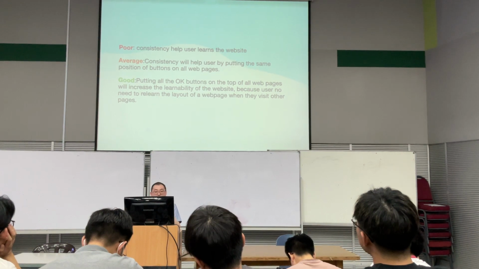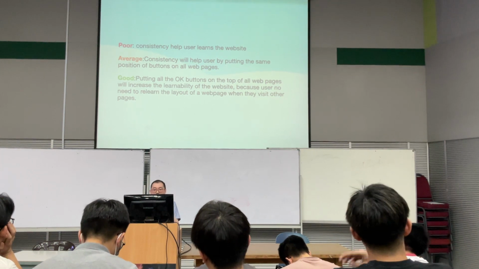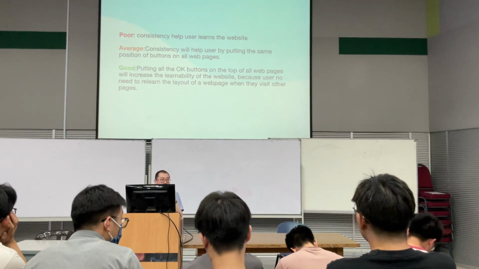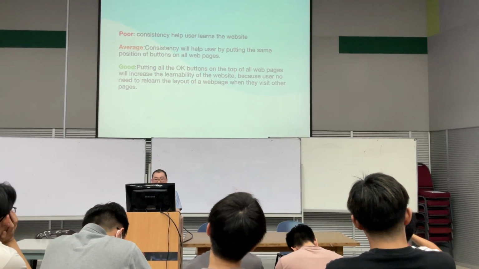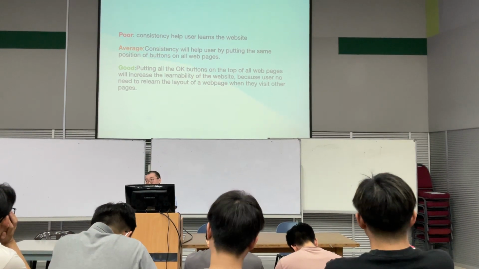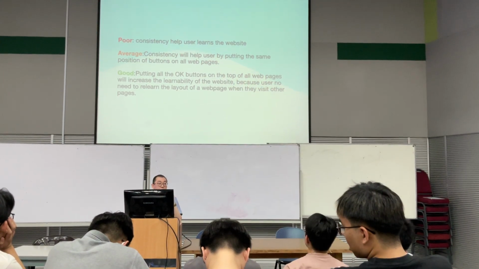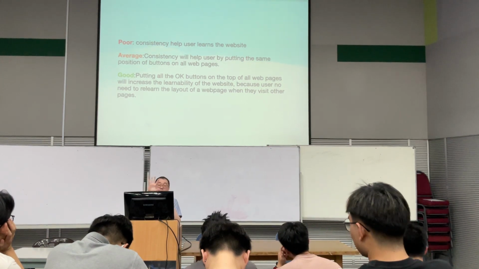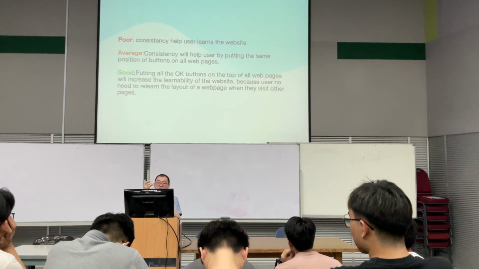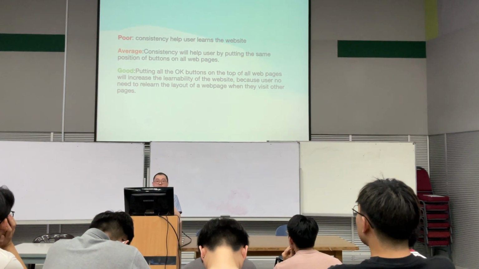So now we look at the good one. Good one is very specific: putting all OK buttons on the top of all web pages. This will increase the learnability, which is how it helps. And then you further expand what is learnability, which is user no need to relearn the layout of a web page when they visit other pages because they already learned from the first page. So this answer tells me that you know about learnability, which is what consistency basically is. How does that learnability help? How does the magic of consistency help the user? So that will be the good answer.